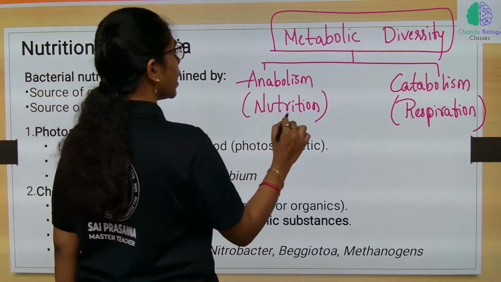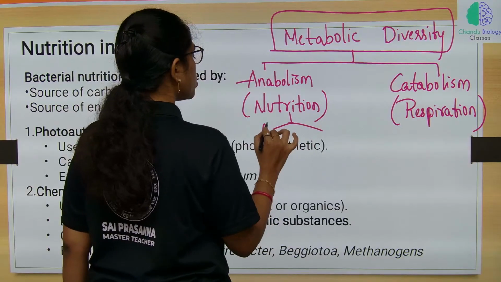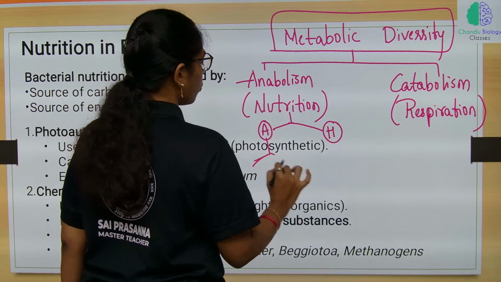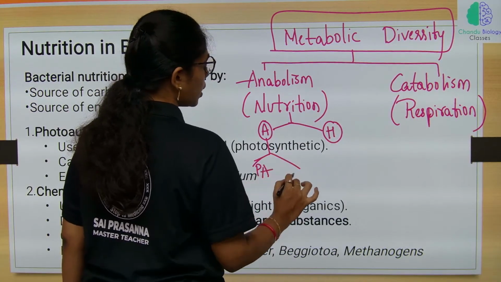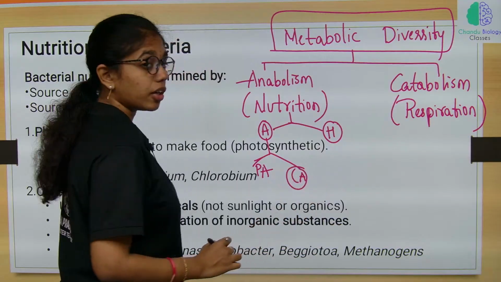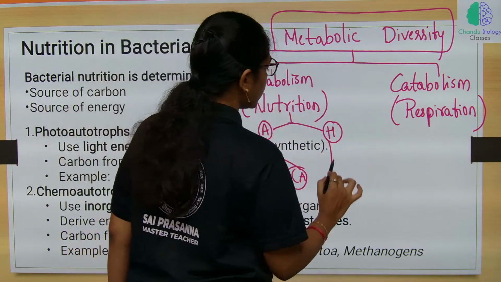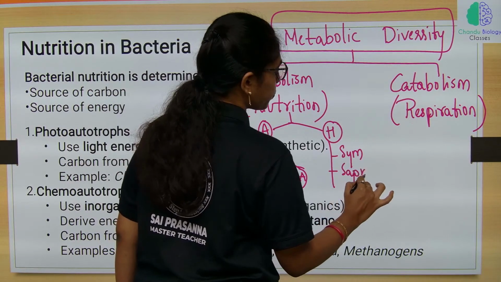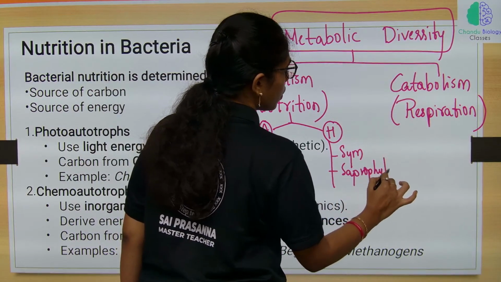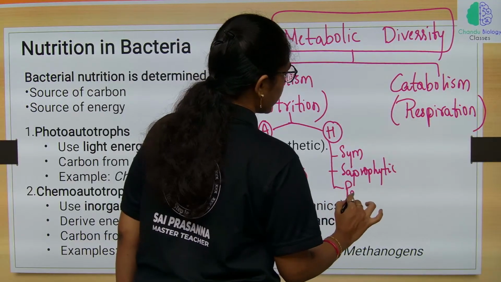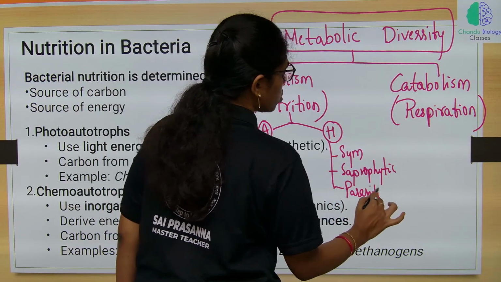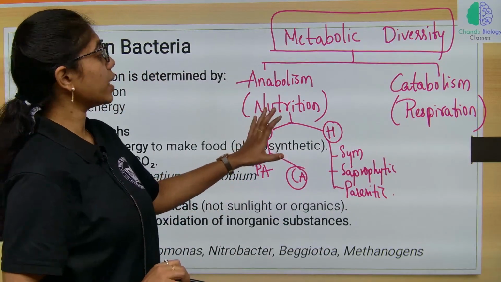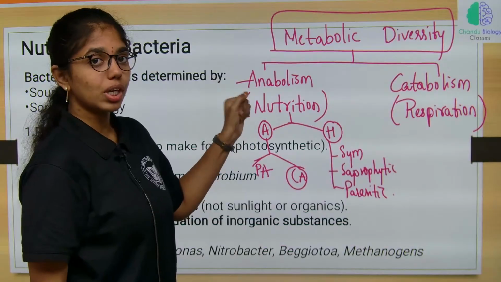Nutrition, if you have to take, we have autotrophic nutrition, heterotrophic nutrition. Autotrophic, again we have photoautotrophic nutrition, chemoautotrophic nutrition. Heterotrophic, we have 3 types. What are they? Symbiotic type, saprophytic type, and next is parasitic type. So, the bacteria will exhibit all these modes of nutrition. That is why it is exhibiting high nutritional diversity.